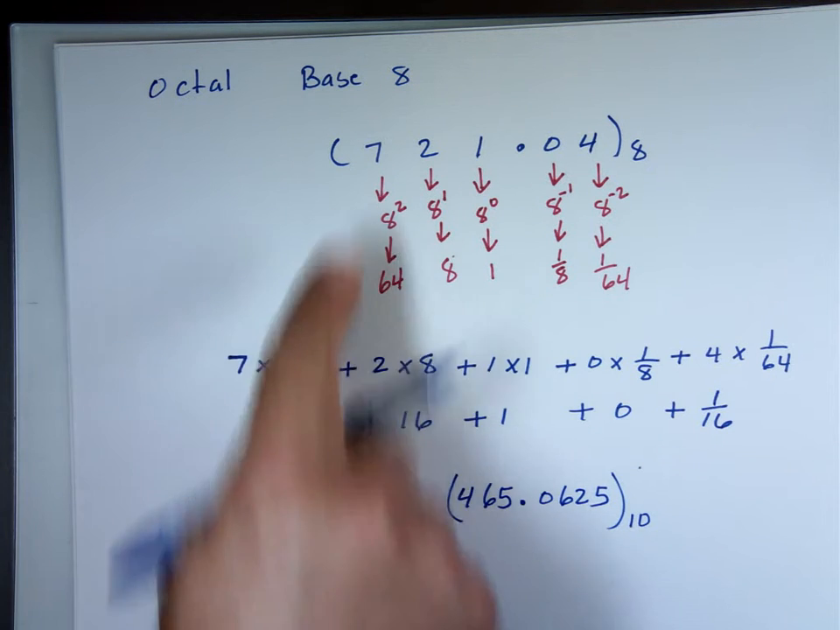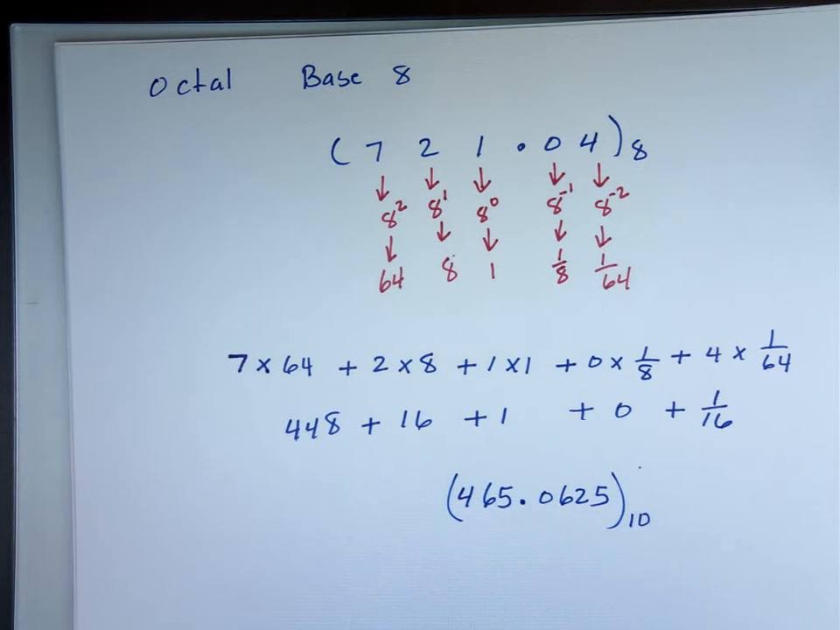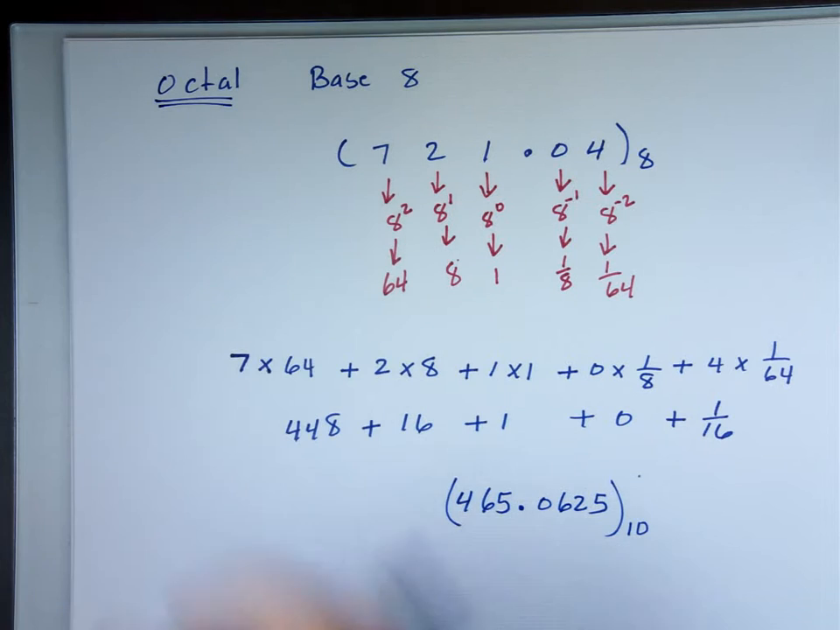So this number, 721.04 in base 8, is equivalent to 465.0625 in base 10 in our number system. And the other one that we use beside binary and octal, there's one more, and that's hexadecimal.